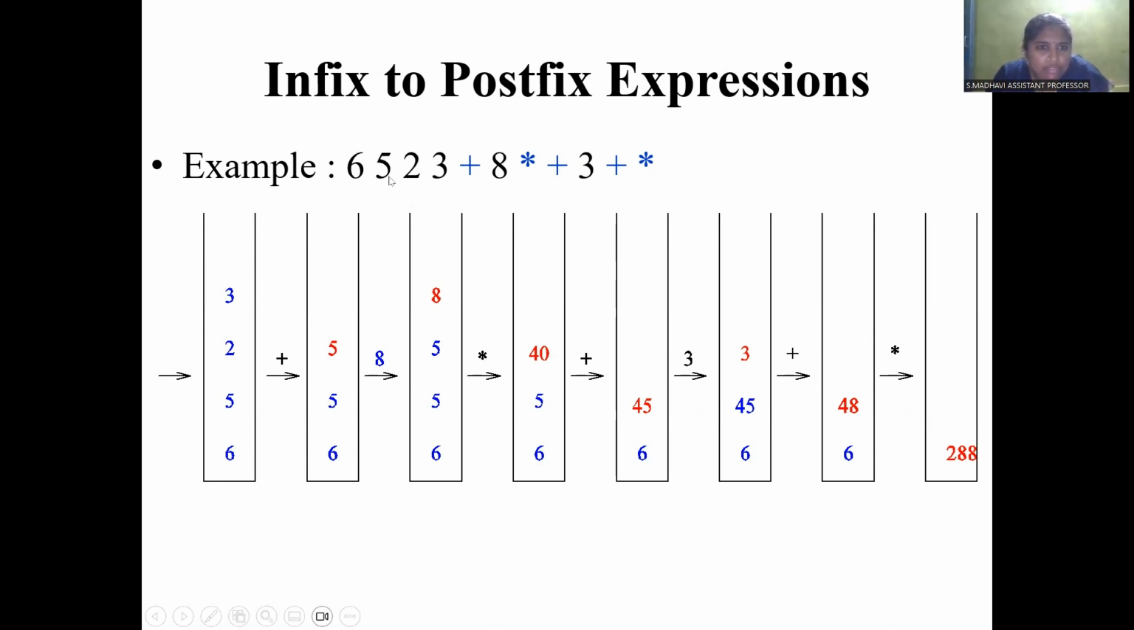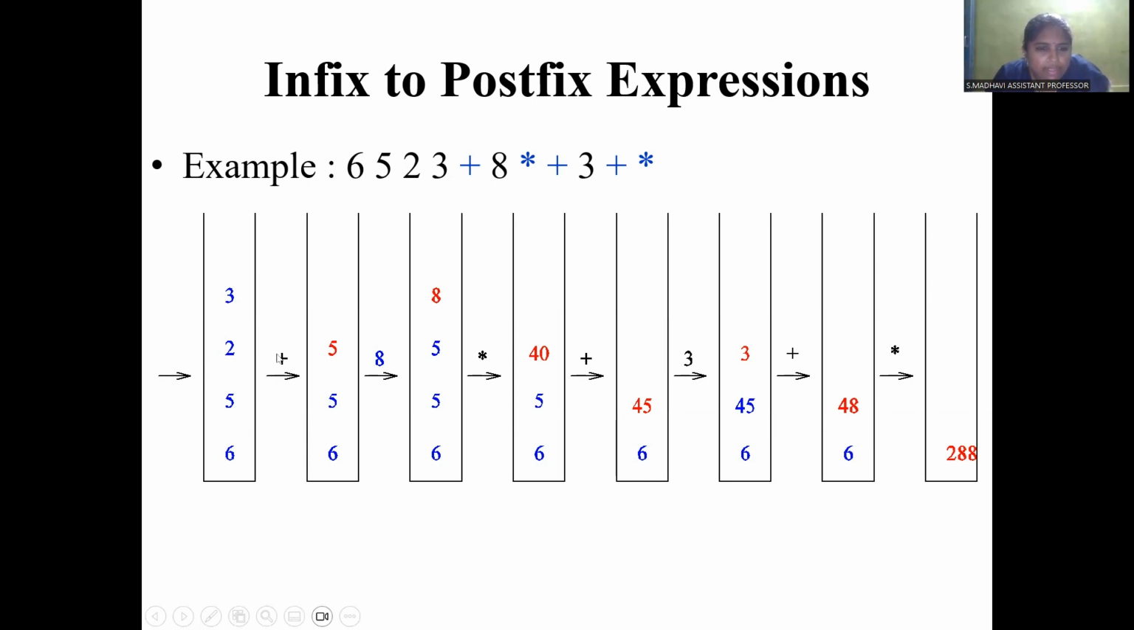Next, we read the second character, which is 5. This 5 has to be inserted onto the stack. If it is a number, we insert it onto the stack. Next is 2, which is again a number, and 3 is also a number, which I'll insert onto the stack. Next, the character I'm going to read is an operator, which is plus.